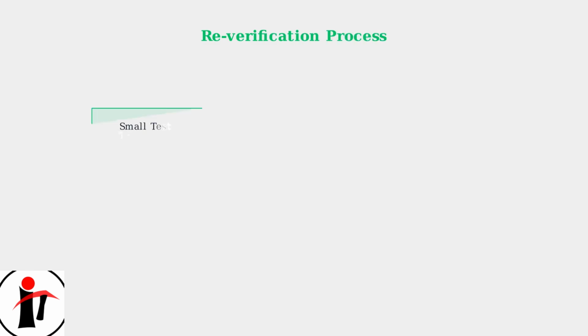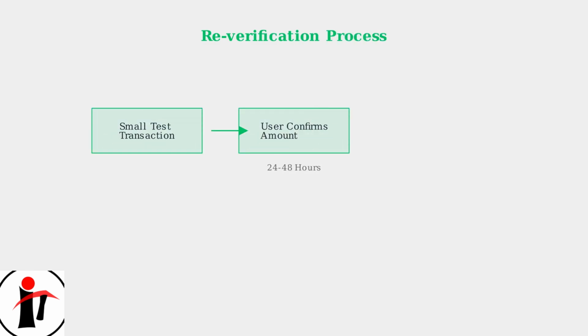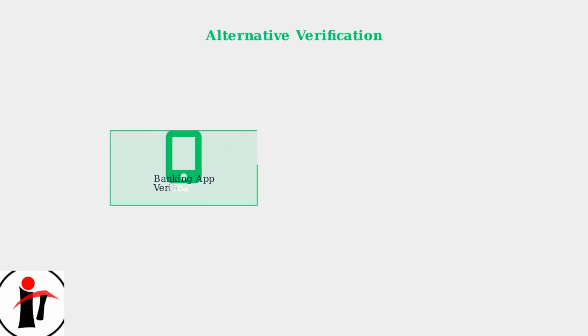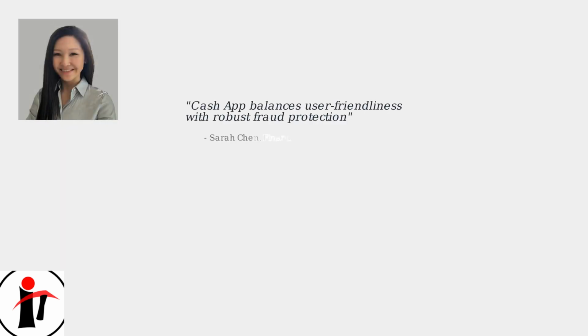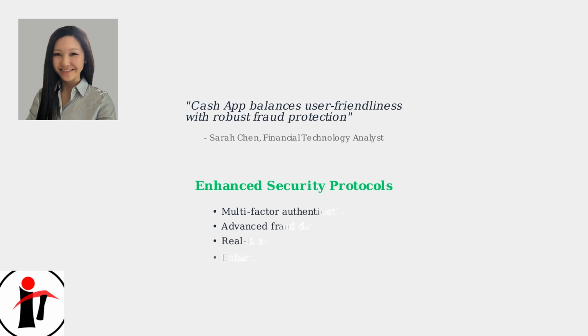Cash App may require re-verification of your debit card for enhanced security. This process typically involves small test transactions that you must confirm within 24 to 48 hours. Alternative verification through your banking app may also be available, providing users with multiple secure options to confirm their card ownership. These measures are part of Cash App's enhanced security protocols implemented in recent years to combat fraud.